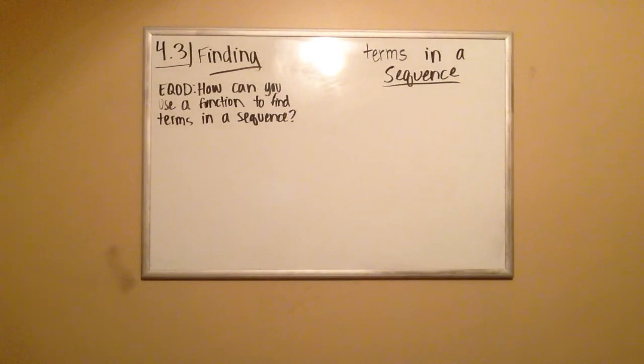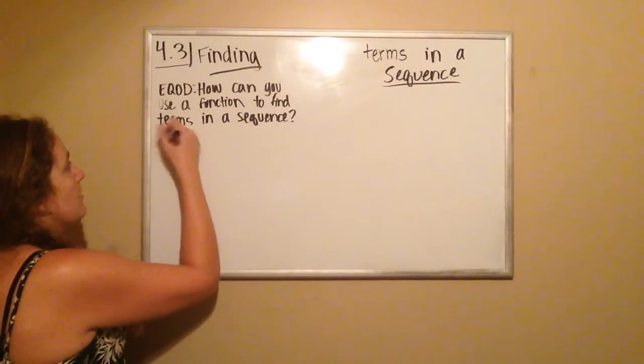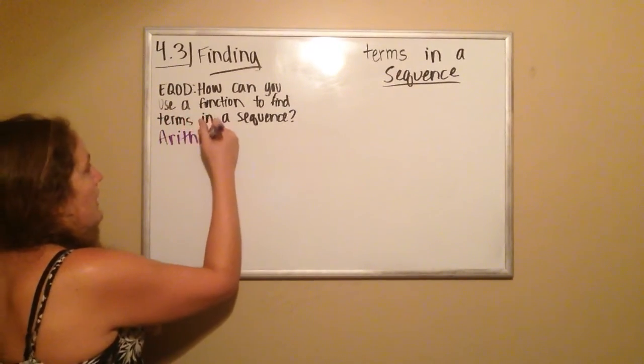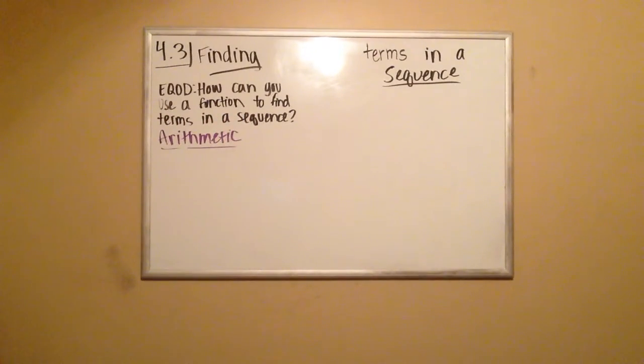Alright, we're doing section 4.3, finding terms in a sequence. So the essential question is, how can you use a function to find terms in a sequence? This is really going to be a lot of practice problems, and we're just going to be working through these practice problems. I want to be specific, we are only going to look at arithmetic sequences right now, although all of what we learn about these arithmetic sequences can be applied to geometric as well.